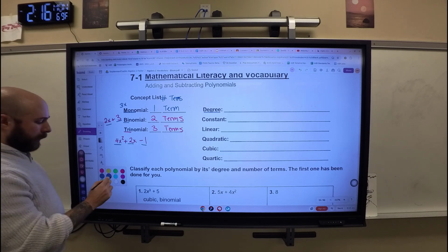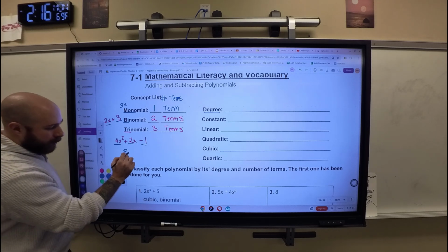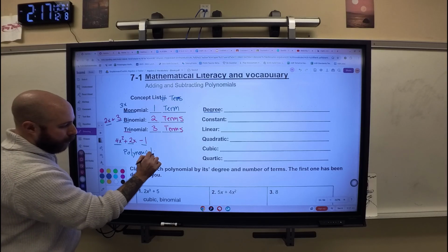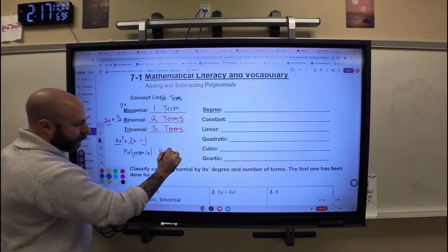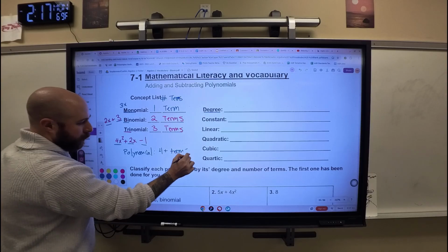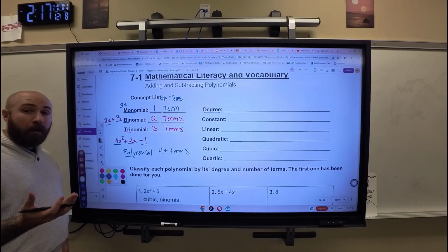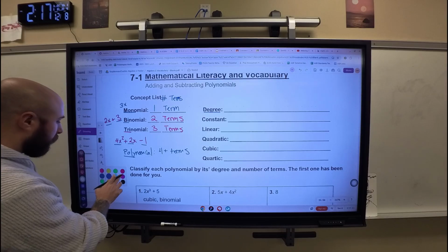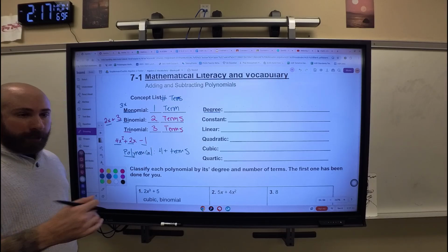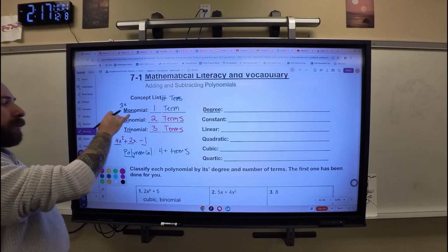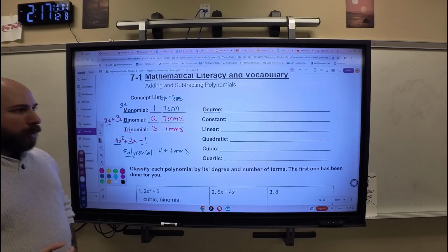Last thing, it's actually not written in here, but anything that has 4 or more terms, we are just going to label as a polynomial, poly meaning many. So that's number of terms: monomial, binomial, trinomial, or polynomial.